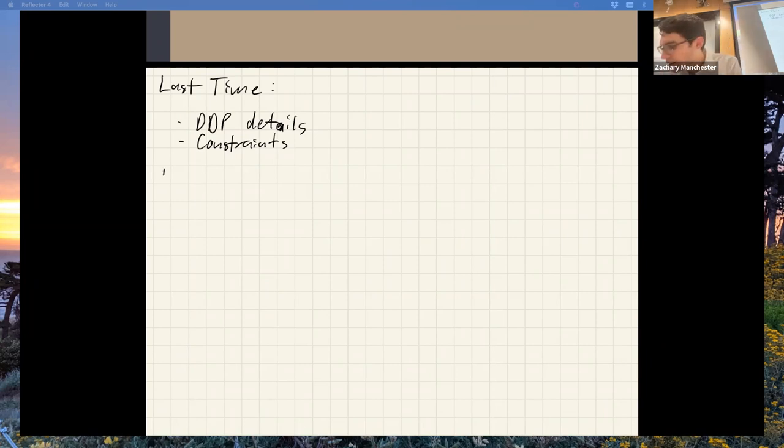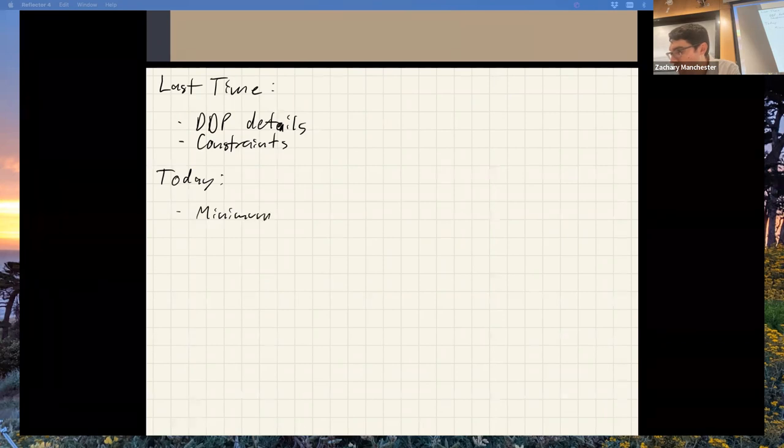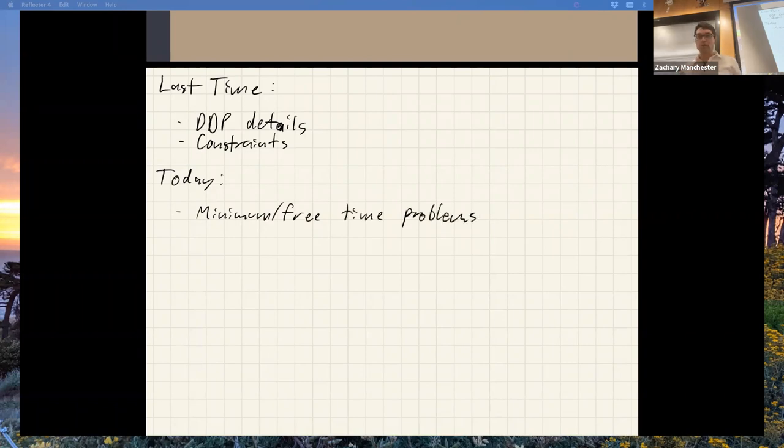Today, we're going to sneak in one last topic on the DDP side of things, because it overlaps with the stuff we're going to talk about today and works both ways, which is how to solve what are called minimum time or free time problems. We'll talk about this in a second. It should become clear what that means.